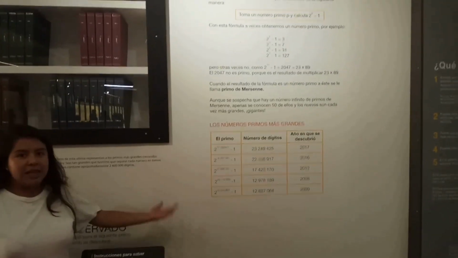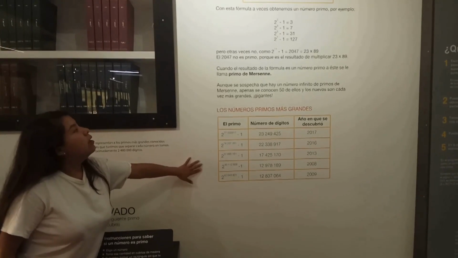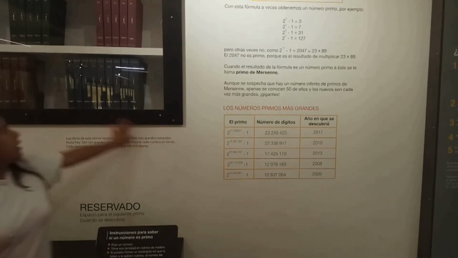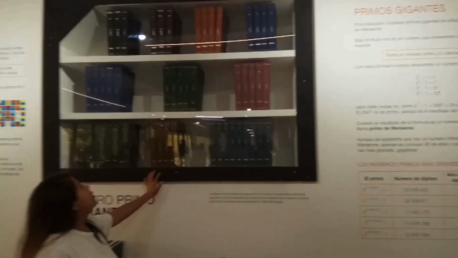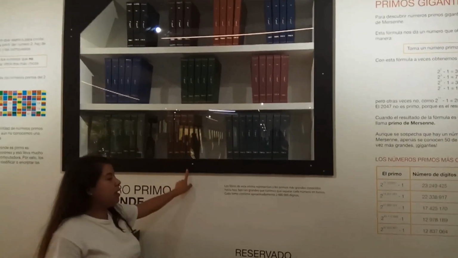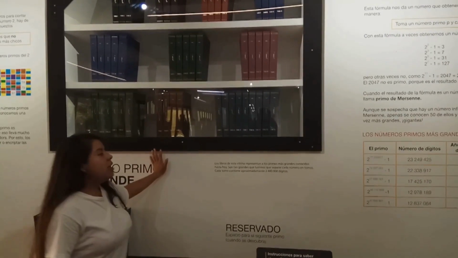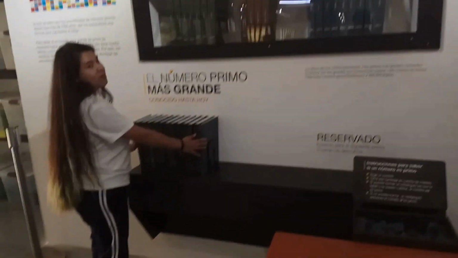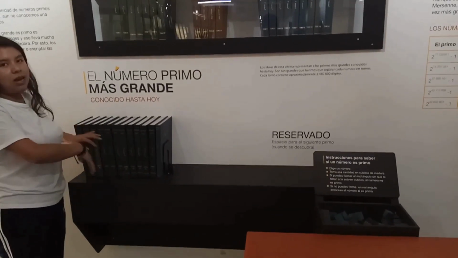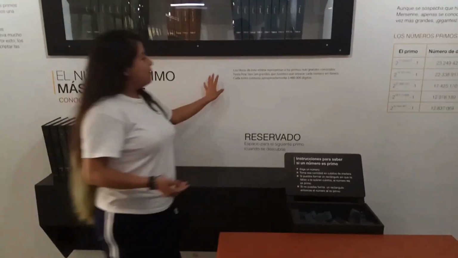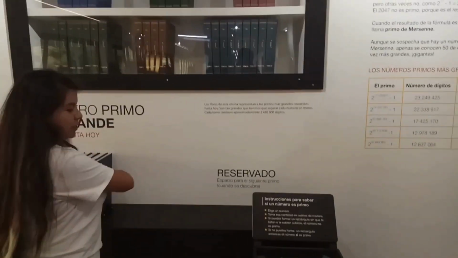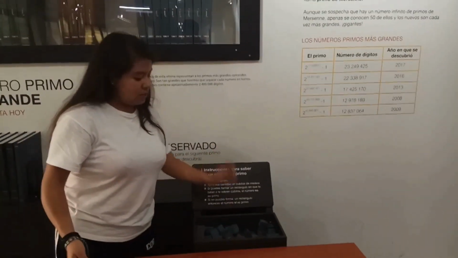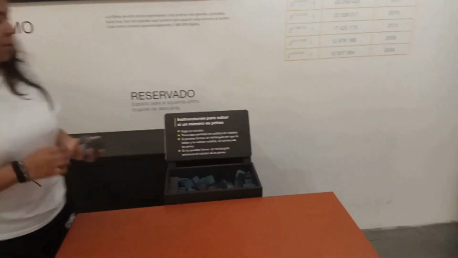The largest prime numbers discovered so far are only five, and each one has millions of digits, and they are all grouped together. We can see them in this display case located at the top. In the display, you can find the volumes of the largest prime numbers discovered so far, and this space is reserved for the next prime numbers, which will be incredibly large.